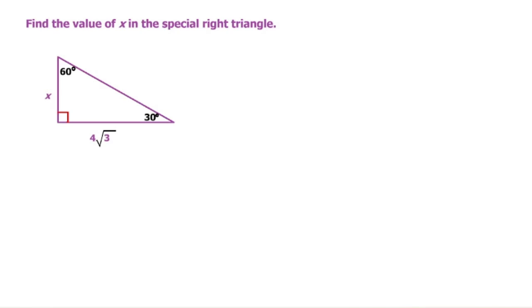In this video, we have a problem like this that says find the value of x in the special right triangle. And we could tell this is a right triangle because there's a little square here.